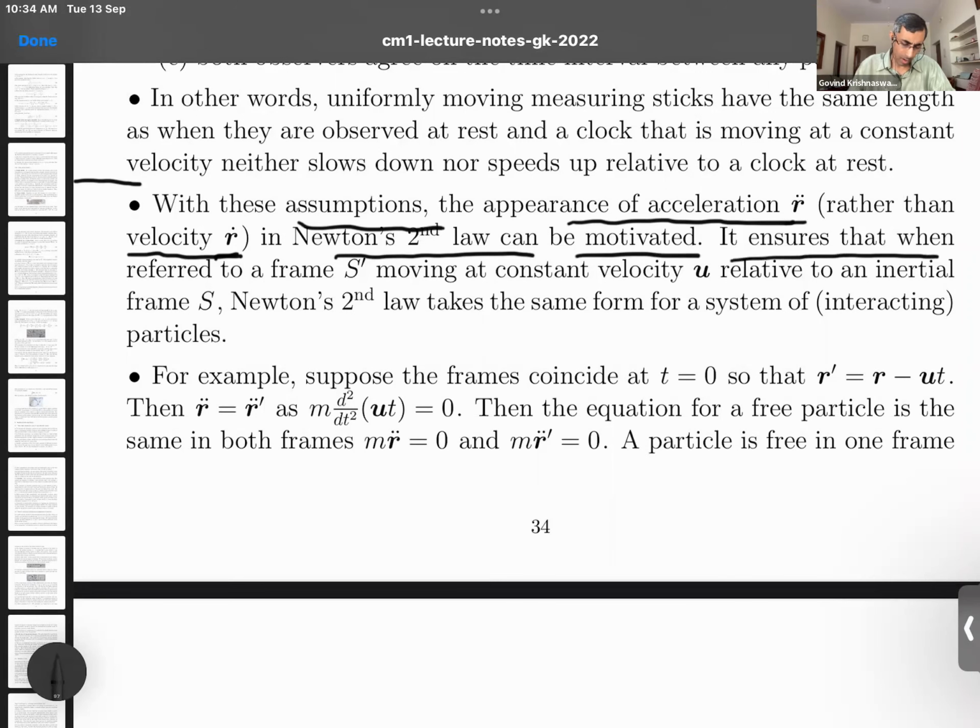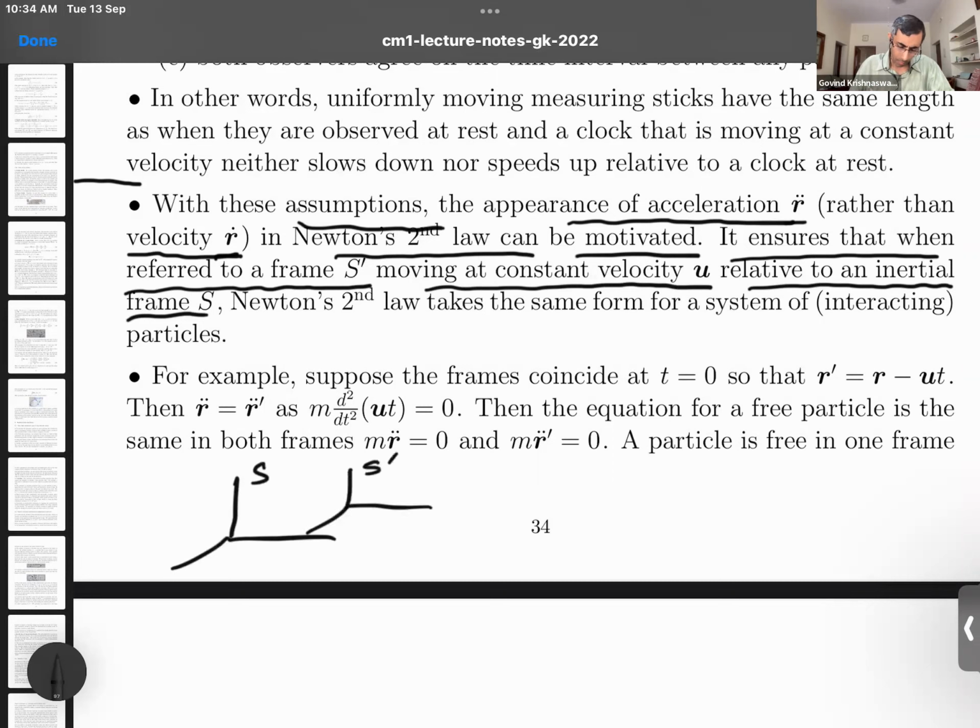ensures that when referred to a frame S prime moving at constant velocity u relative to an inertial frame S. So you have two frames. You have frame S and another frame S prime, which is moving at velocity u. Okay, so it's moving at velocity u. I mean, not necessarily in the x direction, could be moving in some direction, but a fixed direction with a constant velocity u relative to the original frame S.